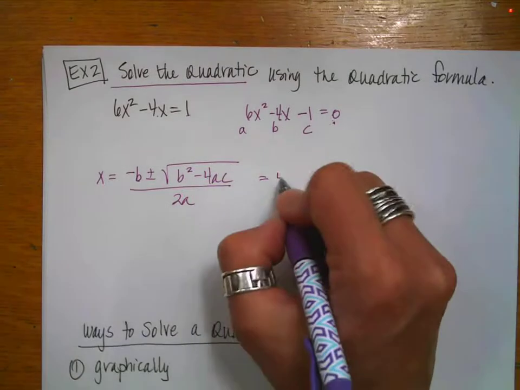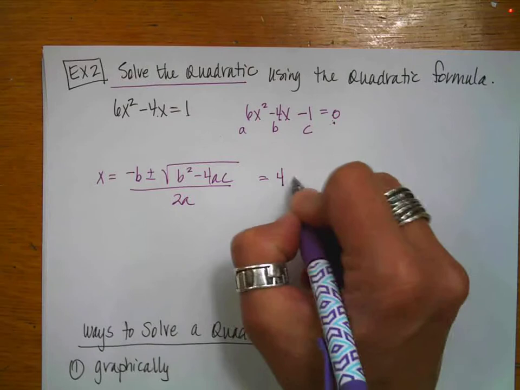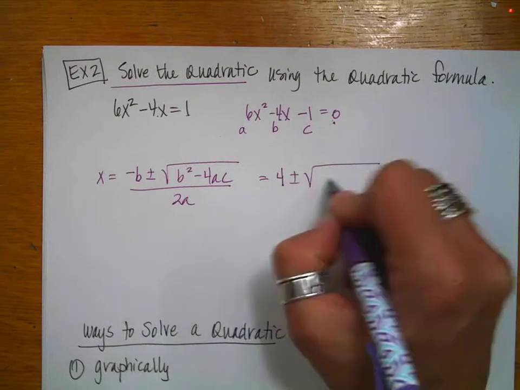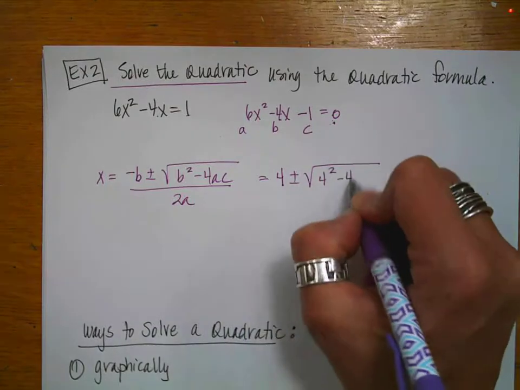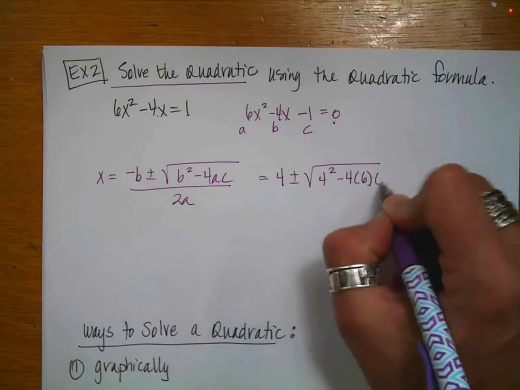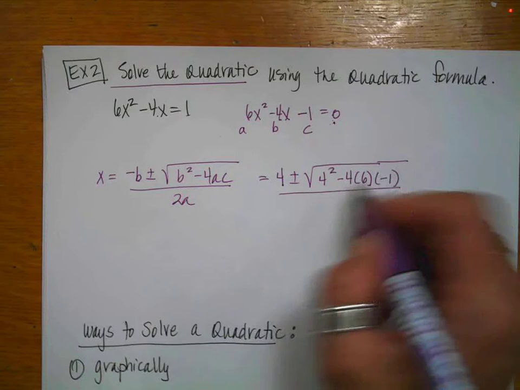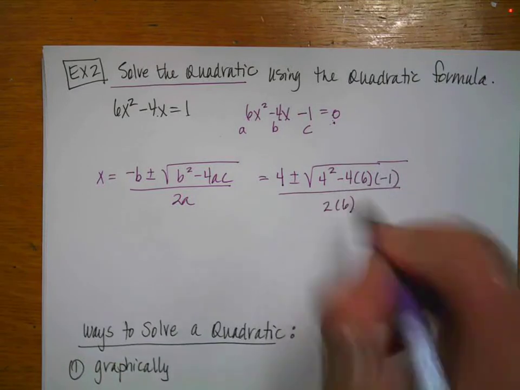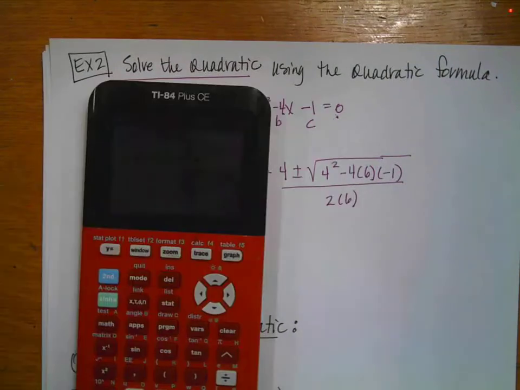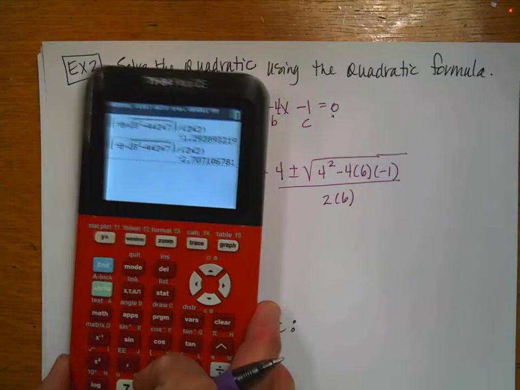My b is already negative, so that's going to be a positive 4, plus or minus, and then it's 4 squared minus 4 times a times c. Make sure that you're careful with your signs, all over 2 times 6. So let's go in and enter that in our calculator.